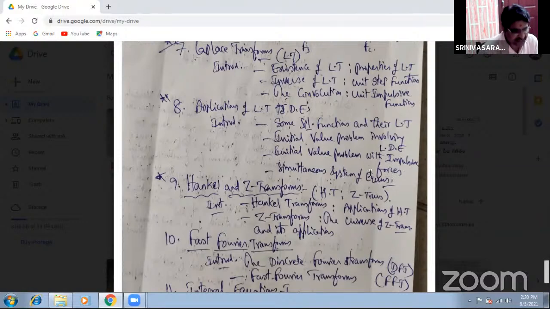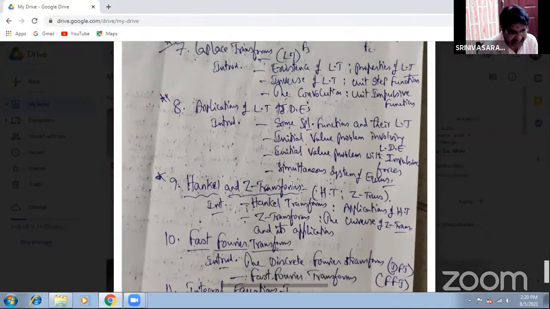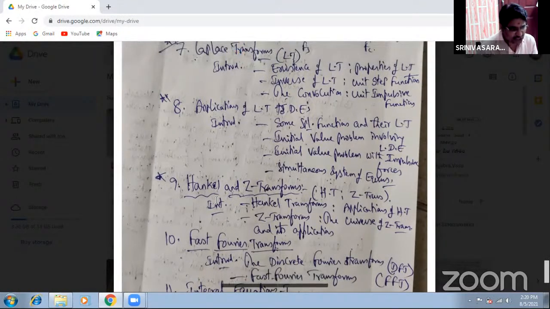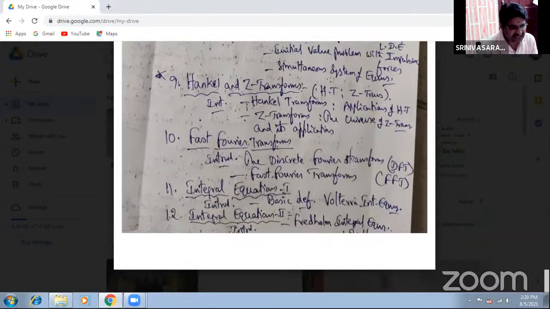Now at the same time, simultaneous systems of equations. This concept is also well practiced at the degree standard. That standard is also applicable here through the Laplace transformation. Okay. Now what is the Hankel and Jet transformation, some other applications, and what is the inverse of Jet transformations and applications.